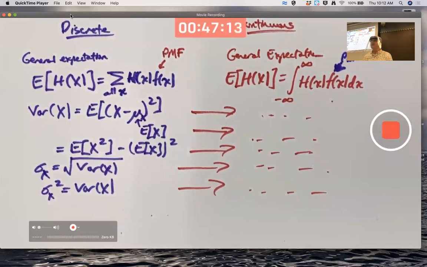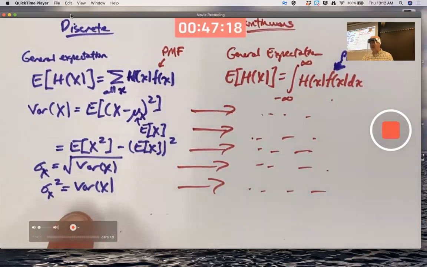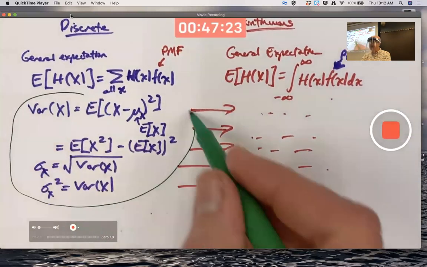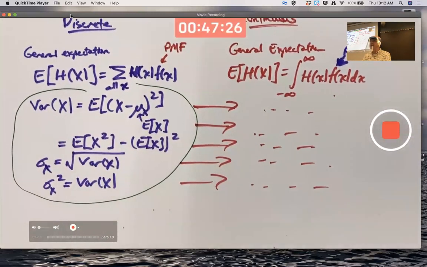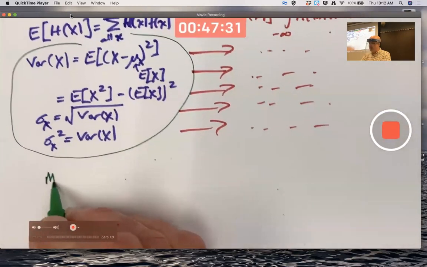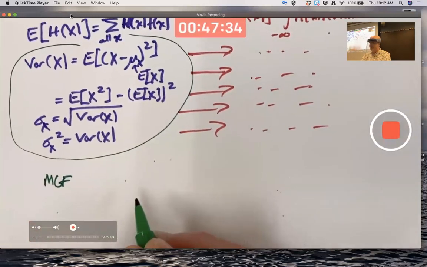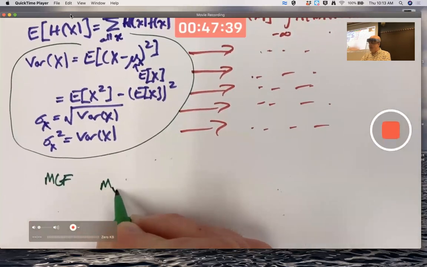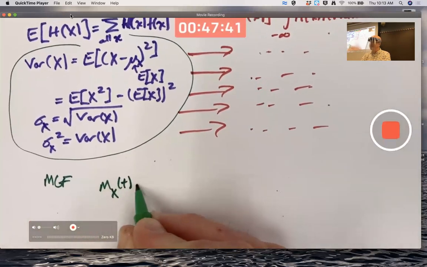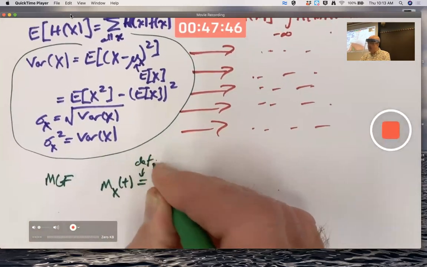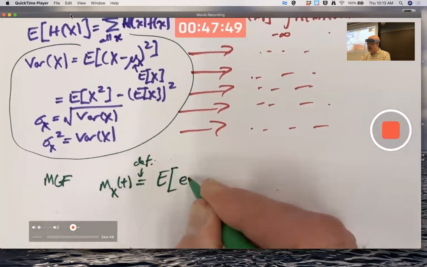Now we can talk about general stuff that applies to both the discrete and continuous case. In fact, I've already done that. These formulas here apply to both the discrete and continuous case. But let's continue with formulas that apply to both. There's the moment generating function for a random variable x, M sub x of t. By definition, it's a weird definition, it's the expected value of e to the t x.